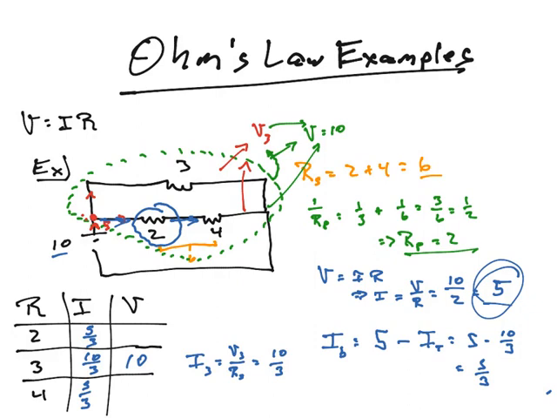And now we're golden. Now we have 2 out of the 3 values for the 2. So V equals IR, I times R, 5 over 3 times 2 is 10 over 3. And V equals IR for the 4 is 5 over 3 times 4, which is 20 over 3. And now we got it. And that's how we're going to handle these circuits.